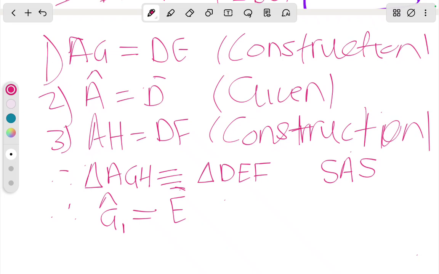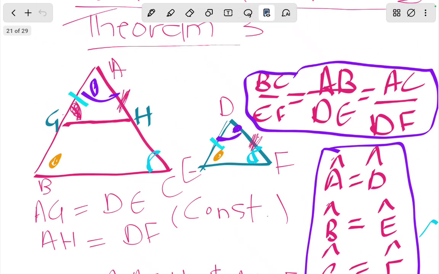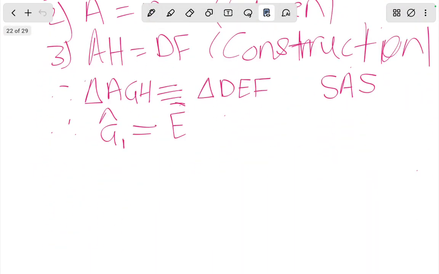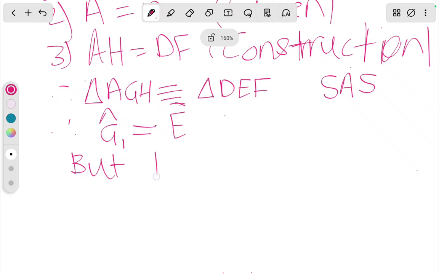Now, what's the reason behind this? Why is this G1 equals to angle E? Well, let's go look at our triangle. So angle G1 is equals to angle E. Why? Because, my mistake. Let's go down. Because as we can see, we can now say that angle B is equals to angle E. How is angle B equals to angle E? It is given that they are equal.